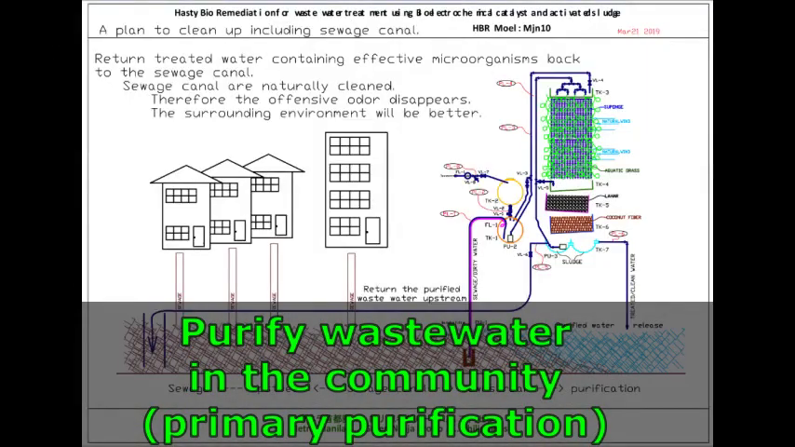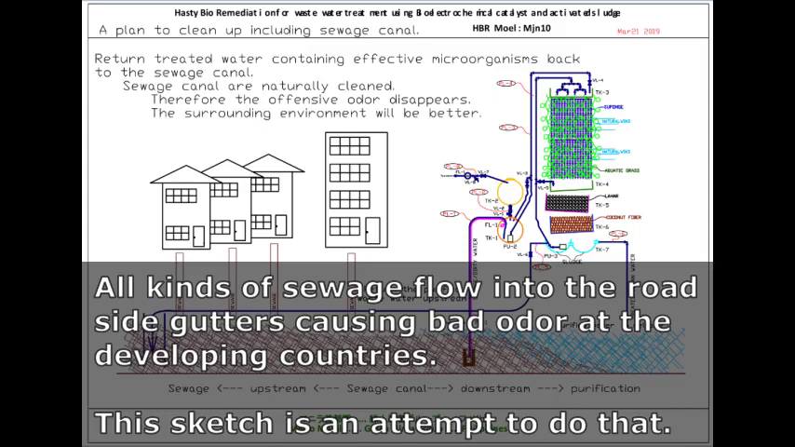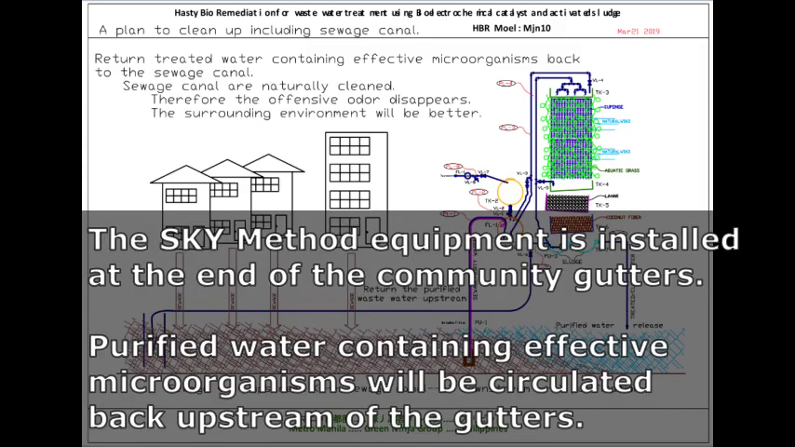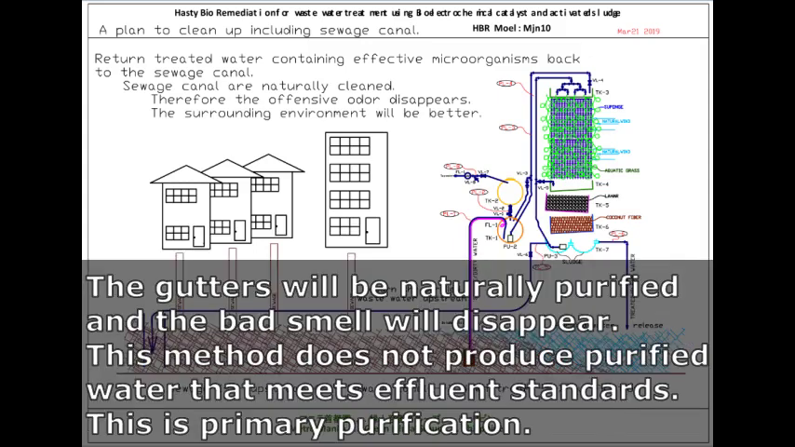Purify wastewater in the community, primary purification. All kinds of sewage flow into the roadside gutters, causing bad odor in developing countries. This sketch is an attempt to address that. The sky method equipment is installed at the end of the community gutters. Purified water containing effective microorganisms will be circulated back upstream of the gutters. The gutters will be naturally purified and the bad smell will disappear.